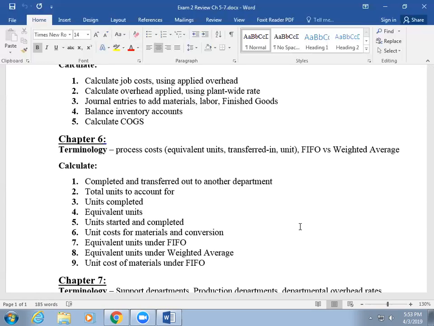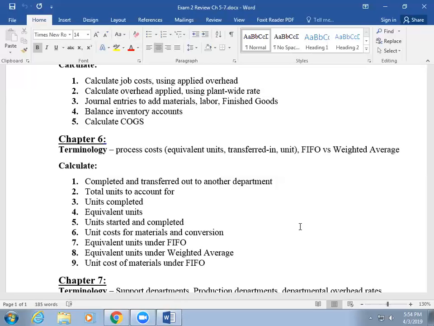And then unit cost of materials under FIFO. I think they give you quite a bit of that information, and then you're just calculating the unit cost under FIFO. So again, the big thing with FIFO is whenever costs are in beginning work in process, you don't consider them, right? So you just want to calculate how many units or how many materials it would take to finish those in beginning work in process. That's kind of the biggest part of FIFO. So those get a little tricky.